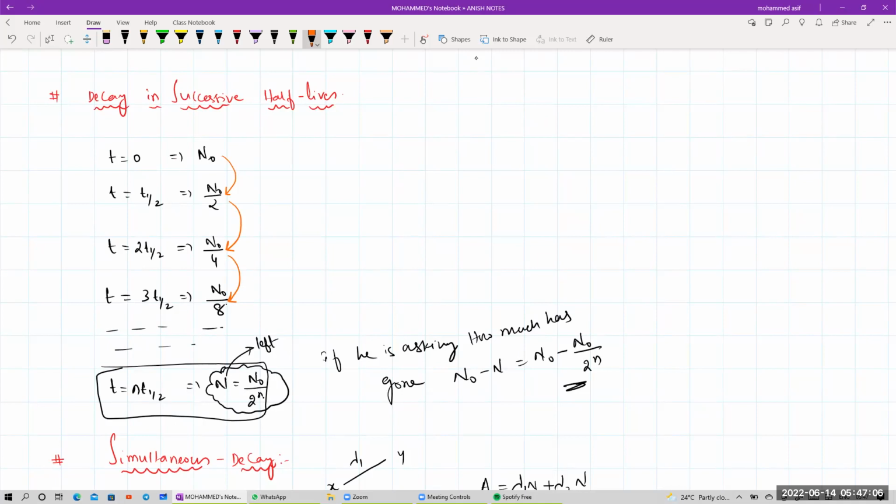And if he is asking how much has been gone, यानी कितना डिके हो चुका है, then we'll be using n naught minus of your n. n naught minus of your n को सिंप्लीफाई करें तो कितना आएगा? n naught minus n naught divided by 2 power of n. बात क्लियर है? At a time t is equals to n half, यानी n number of half lives, यानी n will be equal to your time divided by half life, isn't it? इतने नंबर ऑफ योर हाफ लाइफ्स में कितना डिके हो चुका है अगर पूछा तो n नॉट माइनस n, कितना बचा अगर पूछा तो n वैल्यू विल बी इक्वल टू n नॉट डिवाइडेड बाय 2 पावर ऑफ योर n. क्लियर है? इज इट क्लियर?